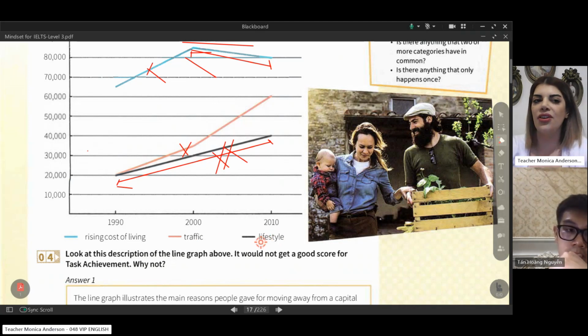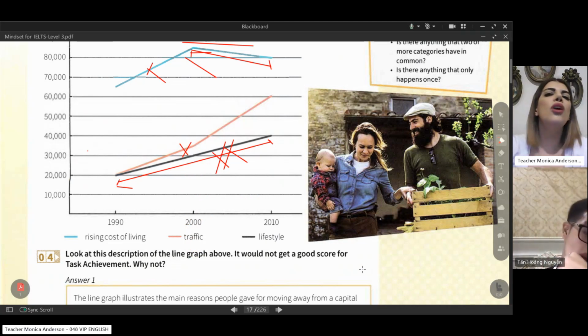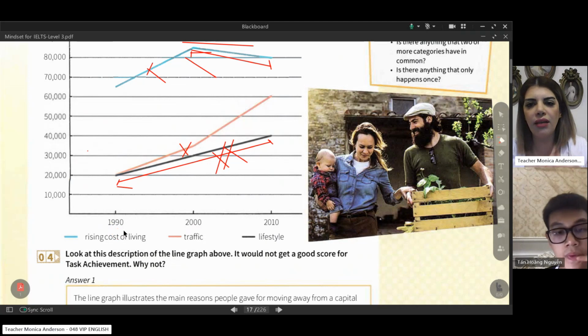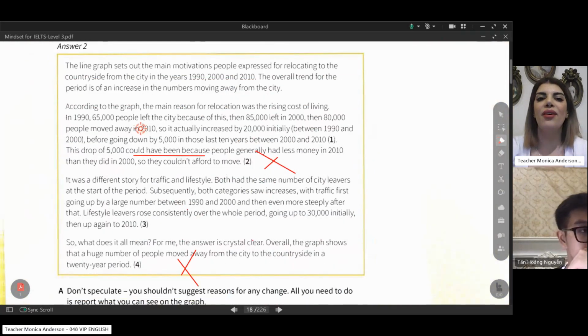So we need to consider it without figures, without numbers. We need to remove numbers. As I told you, numbers make your text mechanical. After that, I'm going to discuss this one. We can talk about traffic that actually has an increase, especially between 2000 and 2010. Just this. Get it? Okay, so this is better.